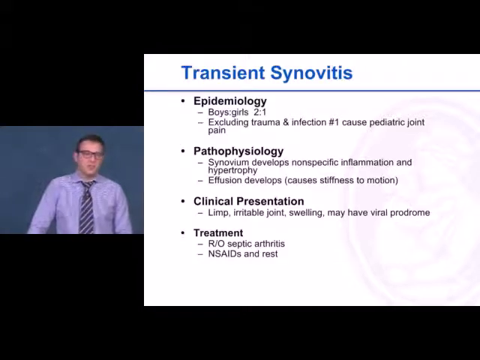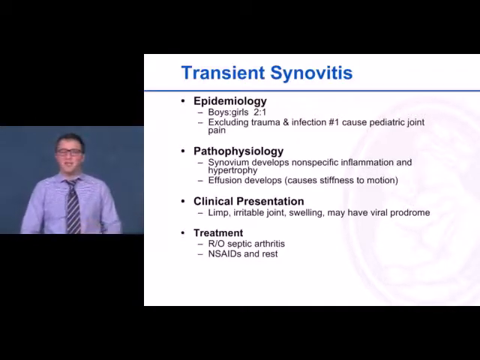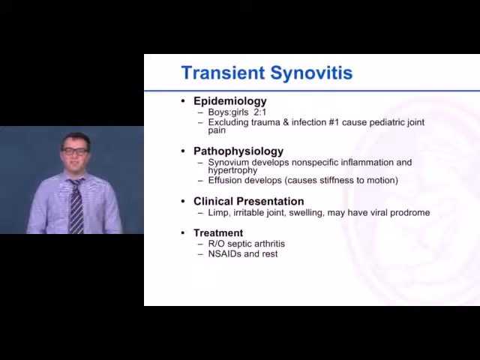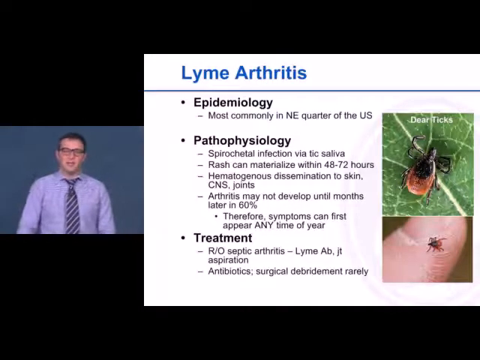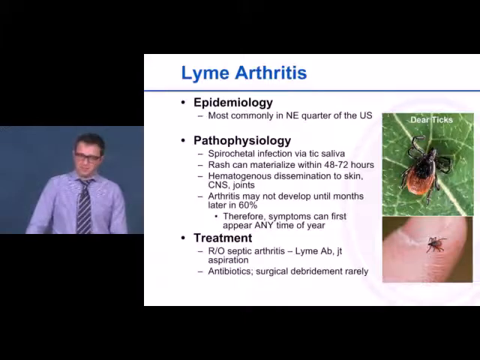They have a limp, their joint is irritable, but they're trying to limp around on it. They may have had a viral prodrome 2 to 3 weeks previous, but they're not toxic in appearance, and usually their inflammatory markers may be slightly elevated, but their white count is not significantly elevated. And the key is, if you think a child has transient synovitis, you must watch them carefully. You must rule out septic arthritis, and you activity restrict them with nonsteroidal anti-inflammatories. Finally, a word on Lyme arthritis when we're talking about septic hips. It's very common in this area of the Northeast.